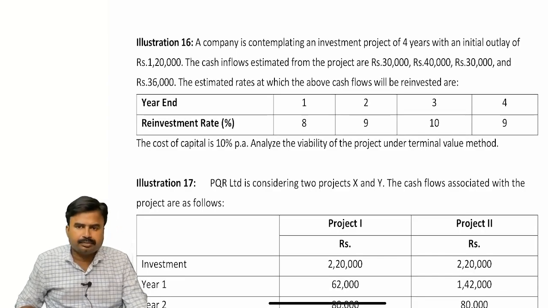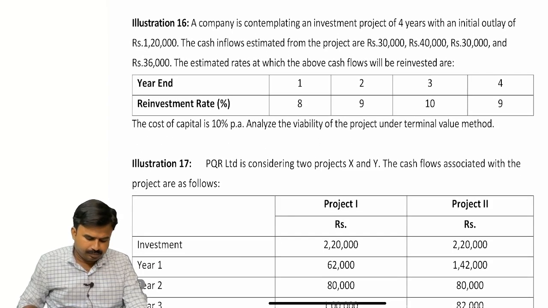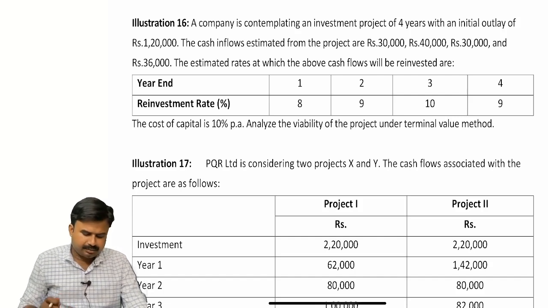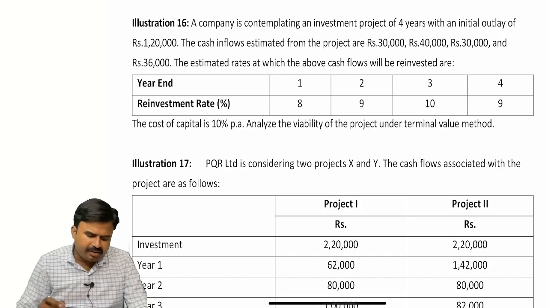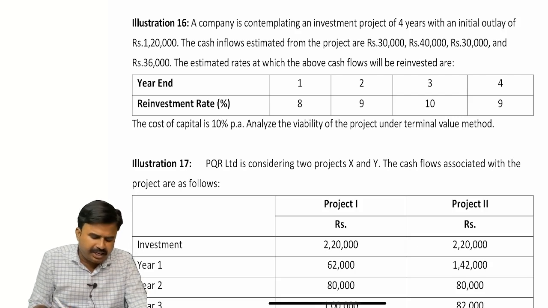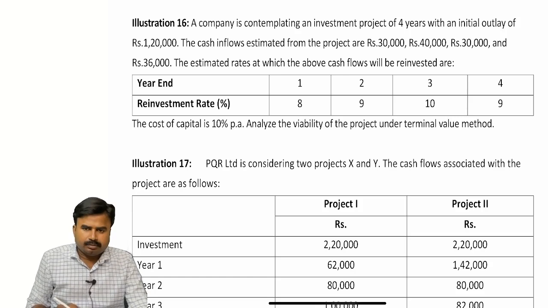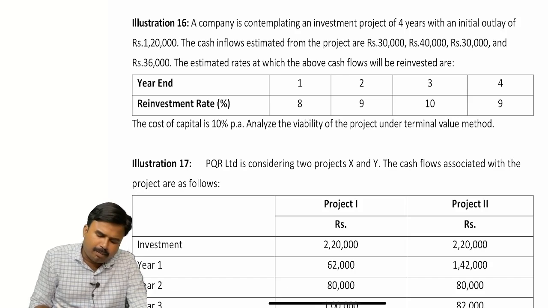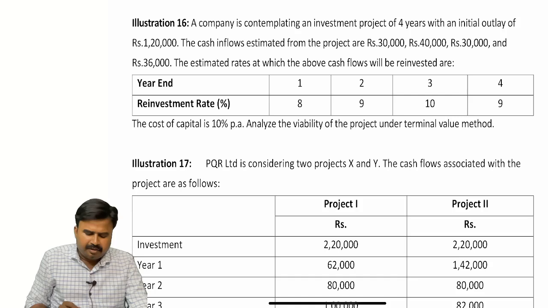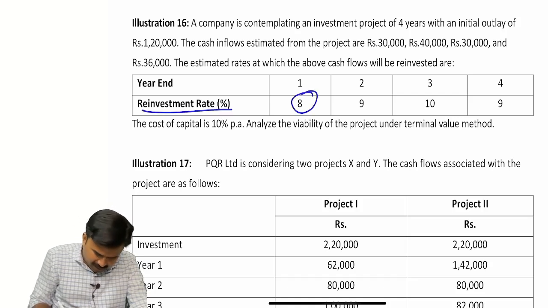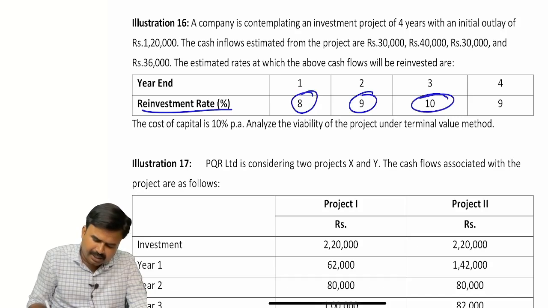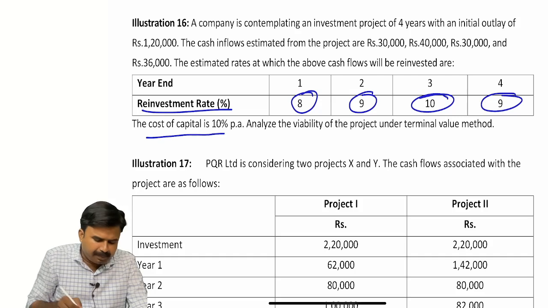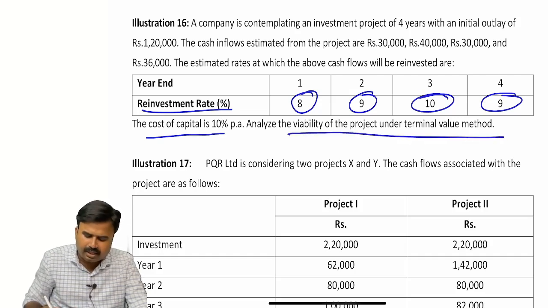Here is the question. Illustration number 16. A company is contemplating an investment project of 4 years with an initial outlay of 1,20,000. The cash inflows estimated from the project are 30,000, 40,000, 30,000 and 36,000 over the 4 years. The estimated rates at which the cash flows will be reinvested are: first year ending cash flow at 8%, second year 9%, third year 10%, fourth year 9%. The cost of capital is 10% per annum. Analyze the viability of the project under the terminal value method.